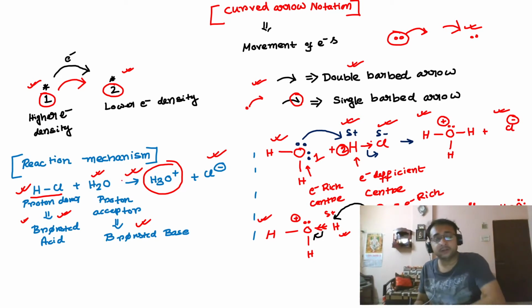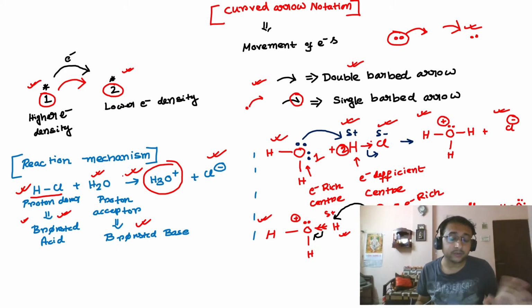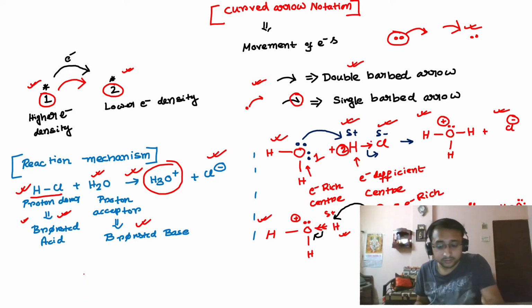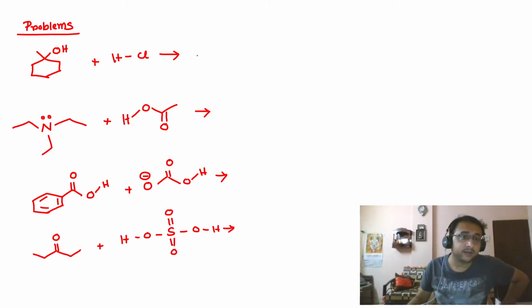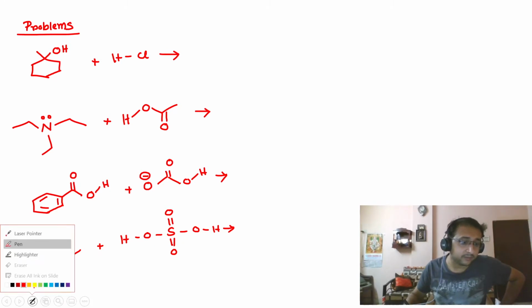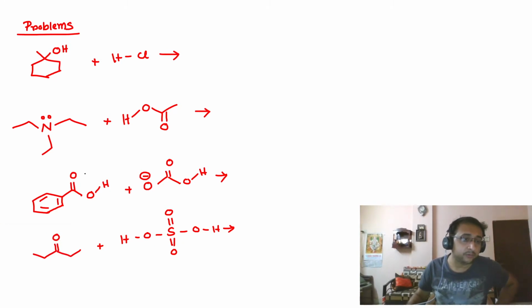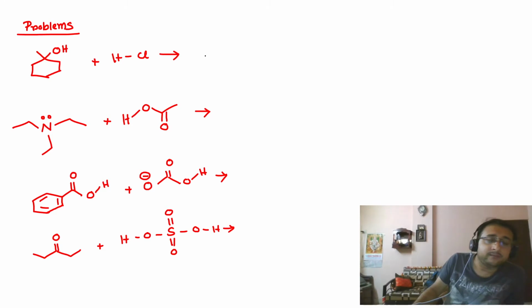Okay, so this is the way by which we can show any acid base reaction by using curved arrow notation. Now let's move to the next slide. Here I have given you some problems. You can solve some of them. Basically, what you have to do is determine the reaction product, and also predict the reaction mechanism.